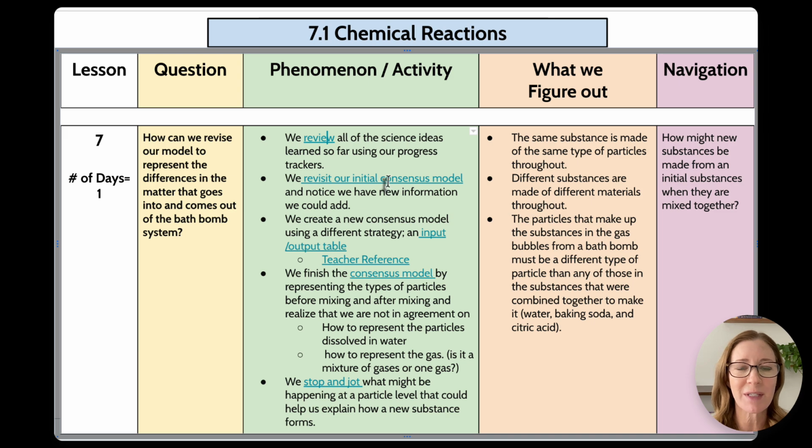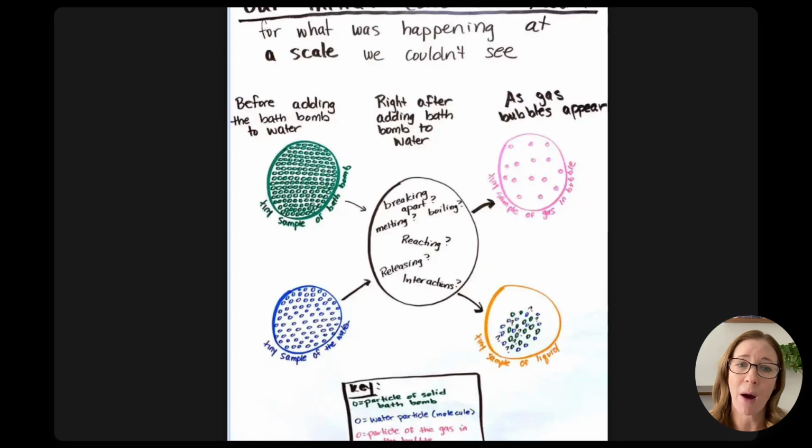And then we're going to revisit our initial consensus model. Our initial consensus model looks like this, and we put some ideas in the center that we weren't too sure about. Is it reacting? Is it breaking apart? Are there interactions? We're still trying to figure this out, but we did come up with some ideas that we just reviewed. This is also going to bring up the idea that we modeled particles with these little dots or little circles, and we use different colors for different types of substances.